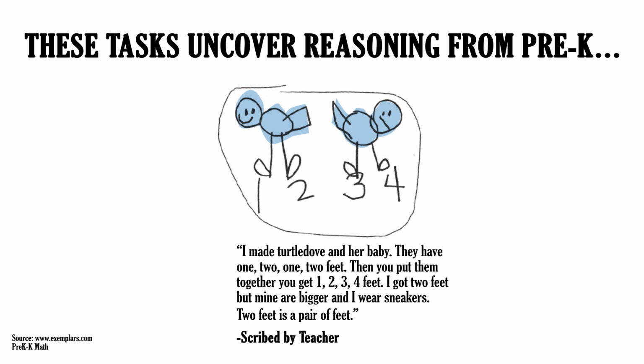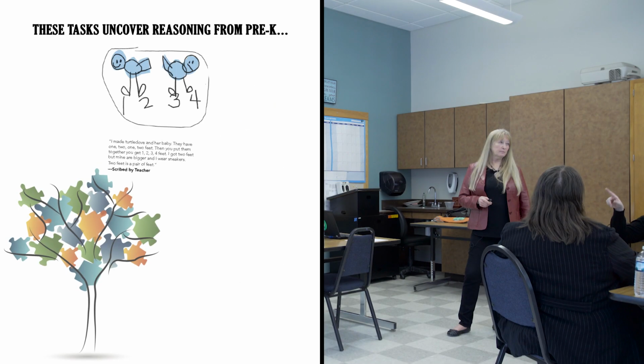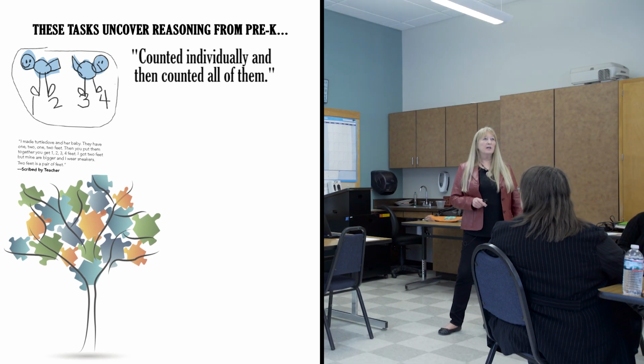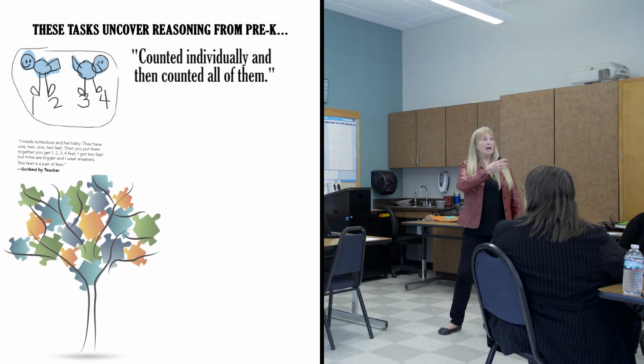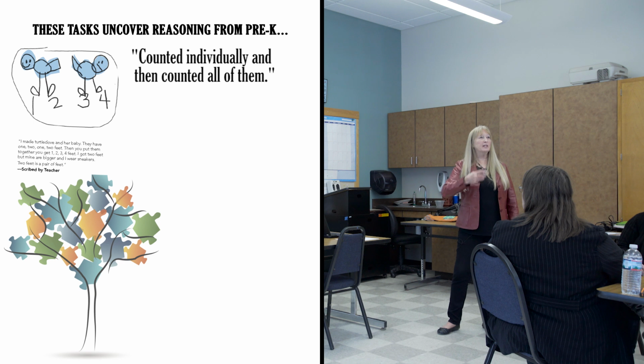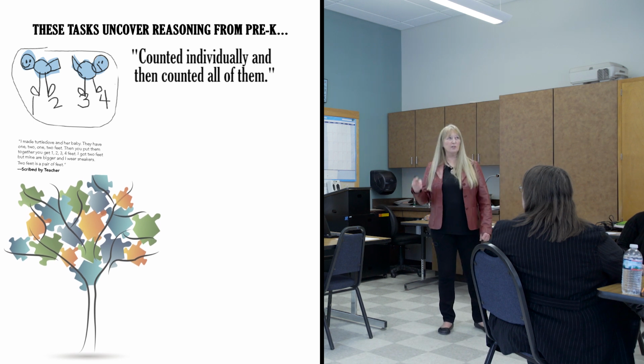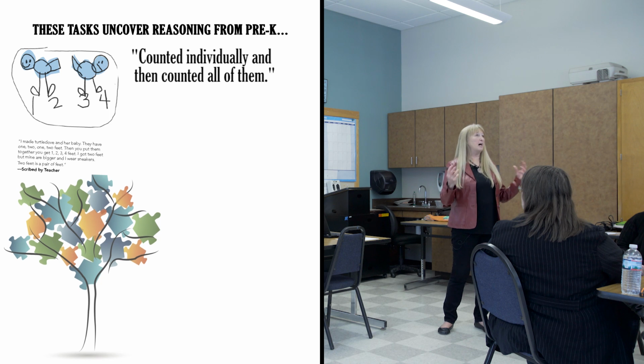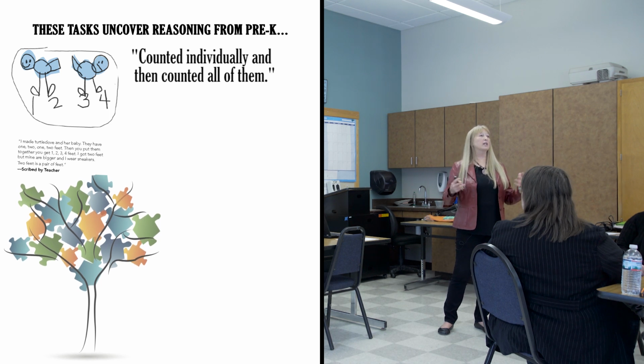What are some things you see just in the scribing in terms of skills or concepts or reasoning? Just what do you see in that one? I see that they counted each of the feet individually and then counted all of them. Right. So they have a concept of how to count, but also what they need to do with that counting. 1, 2, 1, 2, then that's 1, 2, 3, 4. So they understood they had to combine. They're starting to understand joining together.